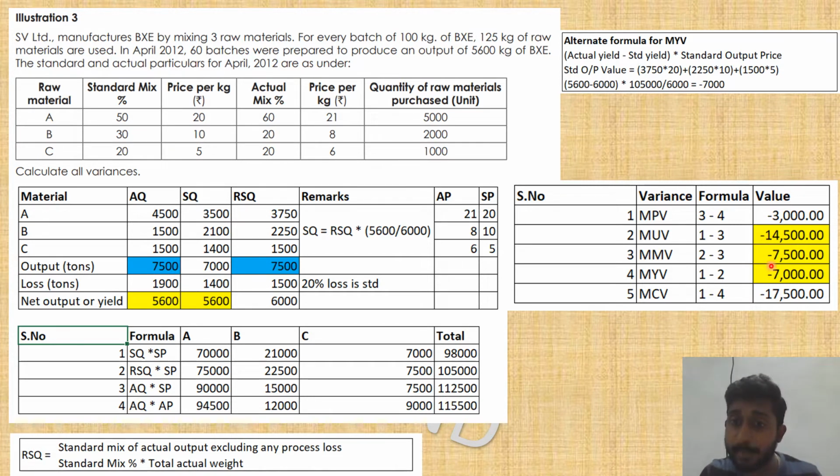The next step is material mix variance plus material yield variance is equal to material usage variance. If this is correct, your material mix variance is also correct, and material yield variance is also correct. So you can check your answers and with confidence you can come out of your examination hall. Okay guys, we have spent a lot of time on this problem. Let's move to the next problem.